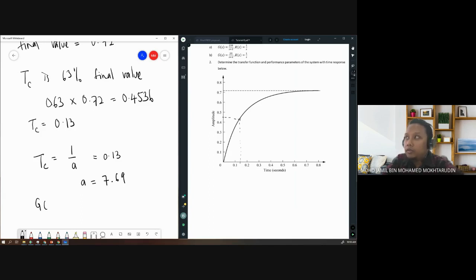So you get the transfer function G(s) equals 7.69 divided by s plus 7.69. But it's not finished yet.